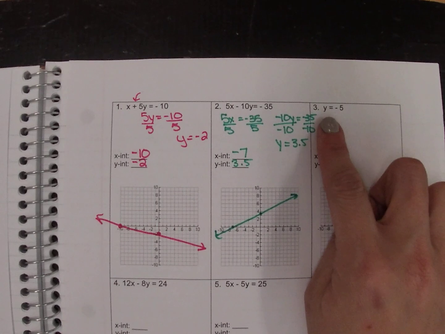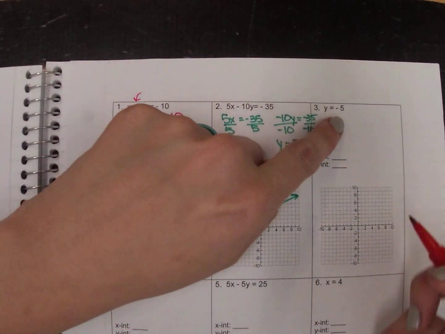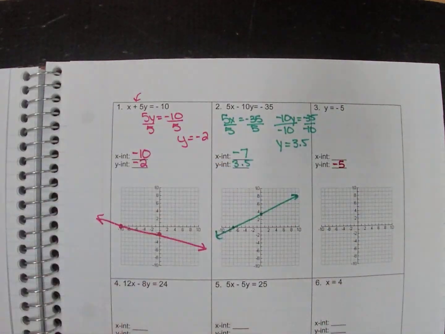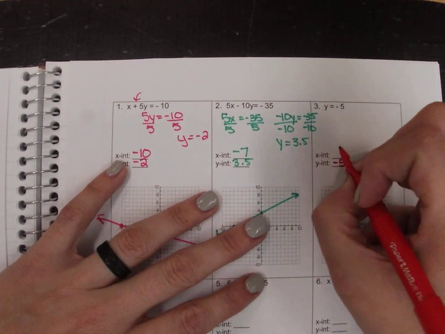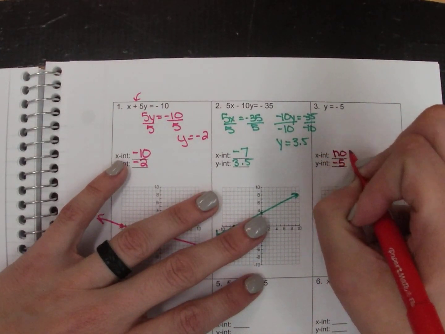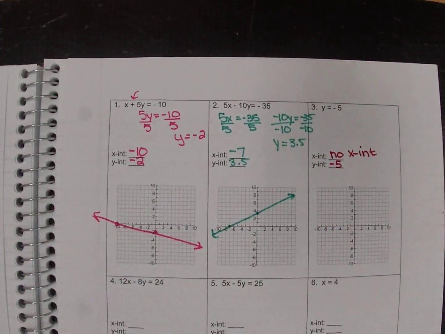Now we have a new issue that comes up with this one when y equals negative 5. Well, that's easy enough. It tells us that our y-intercept has to be negative 5. But we don't see an x value at all. So this tells us that we have no x-intercept. It doesn't exist. There isn't one.